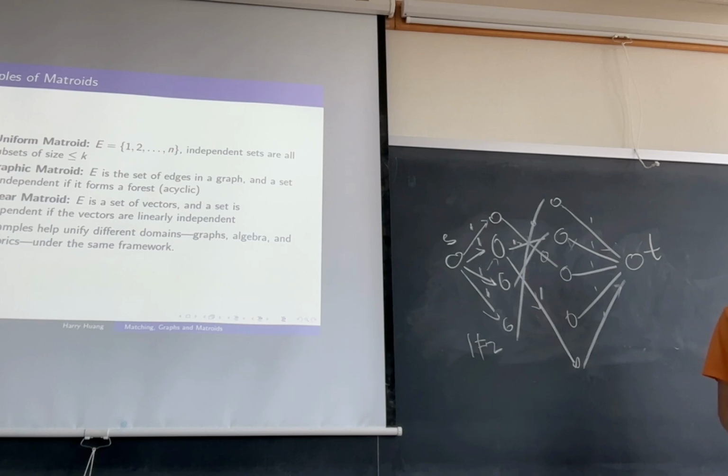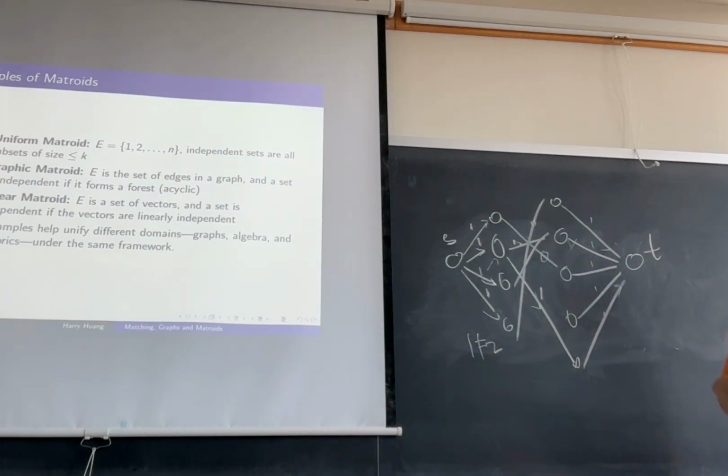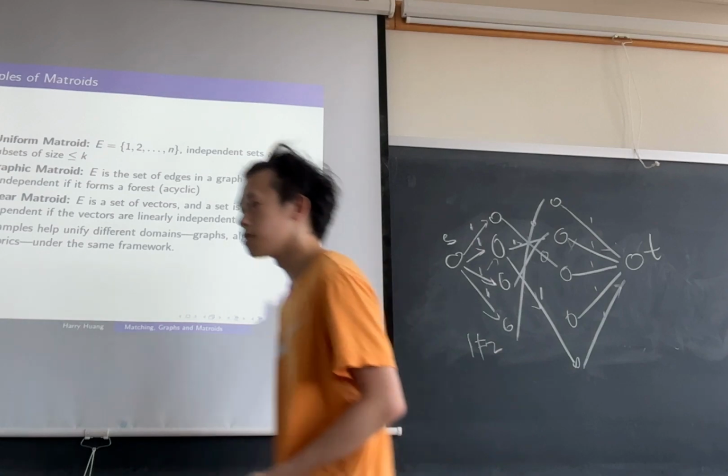And there's also another matroid called the linear matroid. If you are given a set of vectors, a collection of vectors is independent if and only if the vectors are linearly independent, just like what we have learned in linear algebra. So you see that here we use matroids to connect graphs, vectors, and many things together.